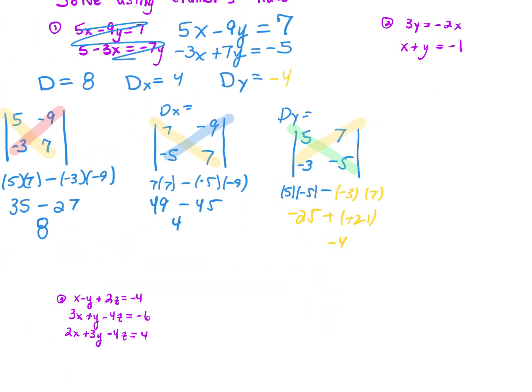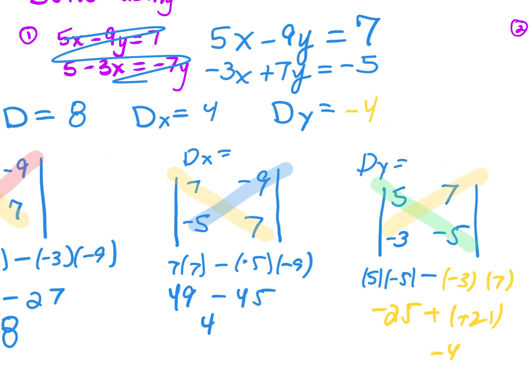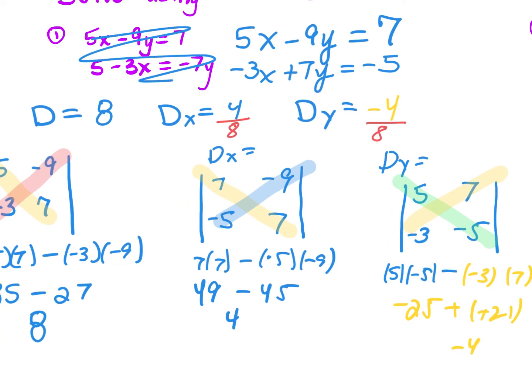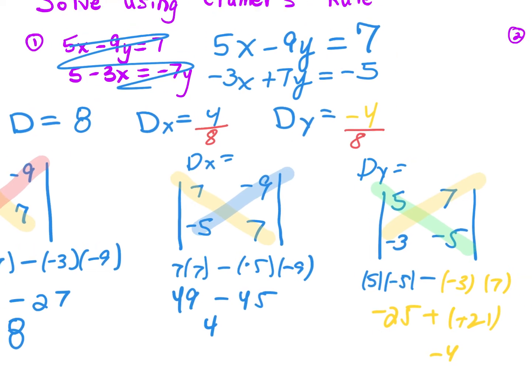All right, so we found these numbers. All right, big deal. What does that mean? You have to divide both of your d sub x, d sub y by the determinant itself. So when you divide 4 divided by 8, what do you get?